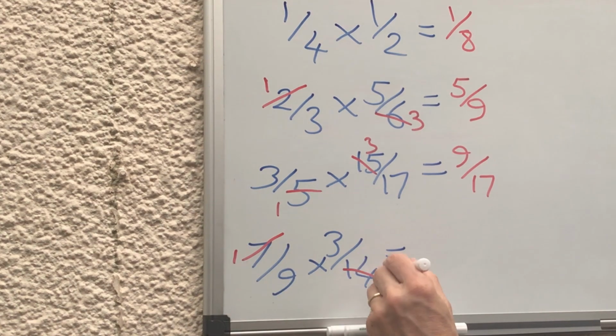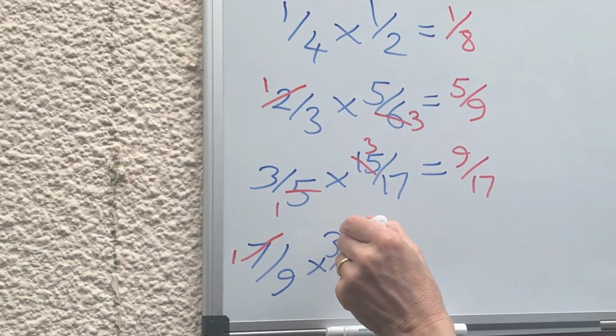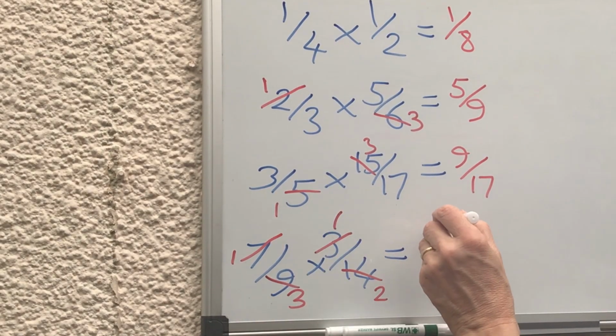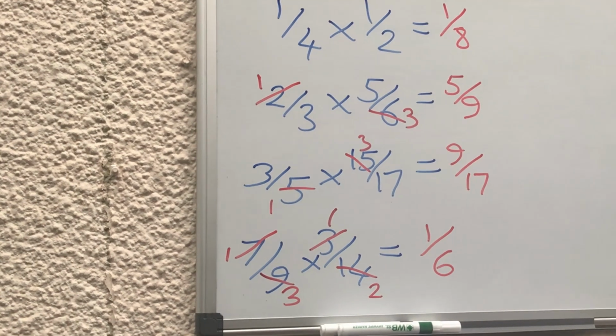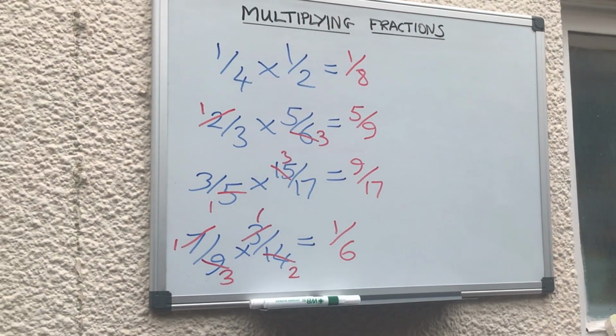A 7 goes with a 14. And then we've got 3 here. Get rid of that, make that a 3, and we end up with 1 times 1 on top, and on the bottom 3 times 2, which is 6. So hopefully you've got all 4 of those questions correct.